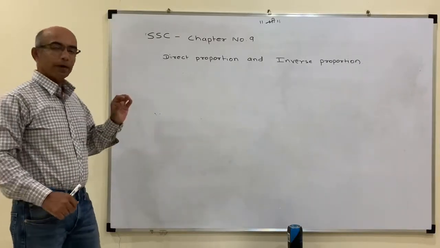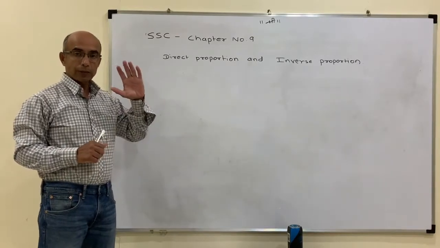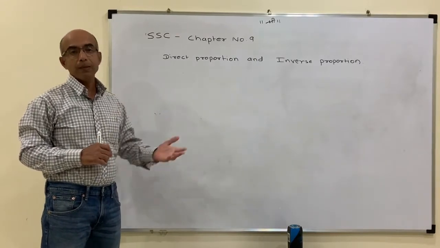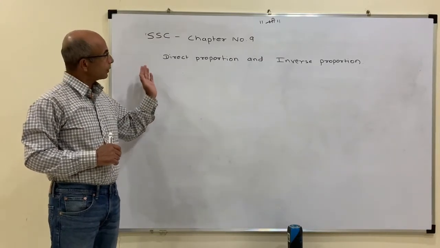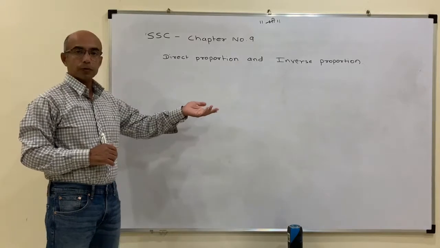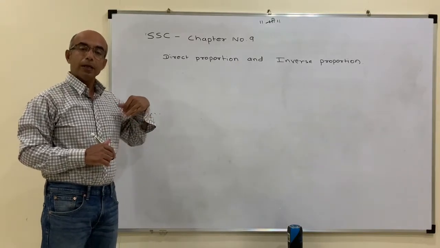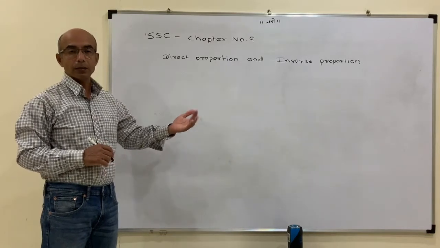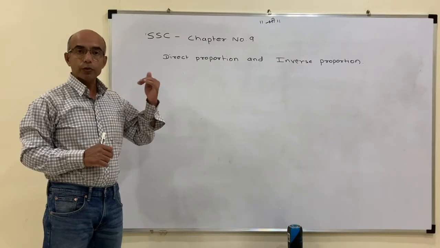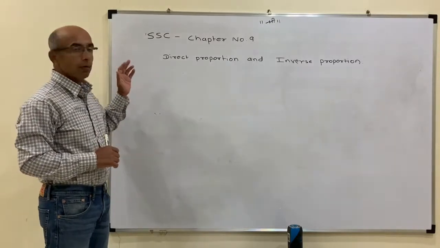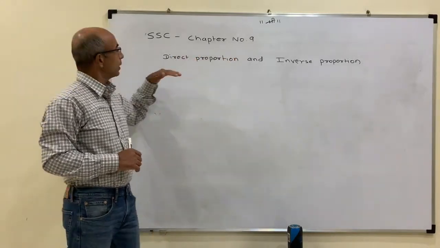Today I am covering the SSC board, a chapter which is not precisely mentioned in the answered book. Direct proportion and inverse proportion kind of problems are there in the answered book, but in the integers chapter 1, where the word problems are there or where we are using the unitary method. Now let's precisely look at the SSC chapter number 9.